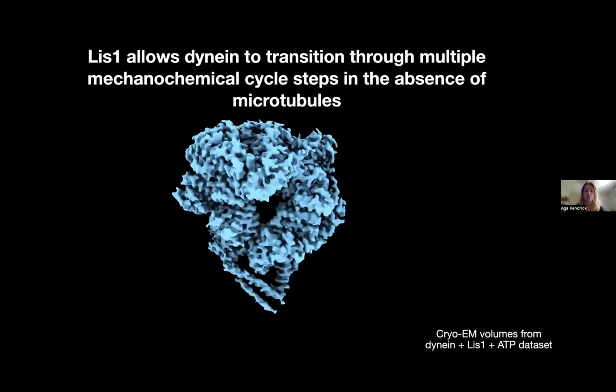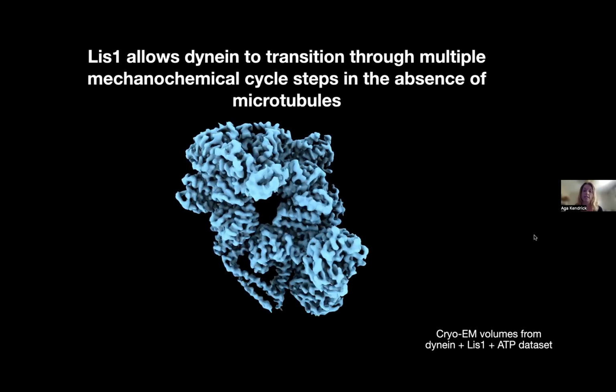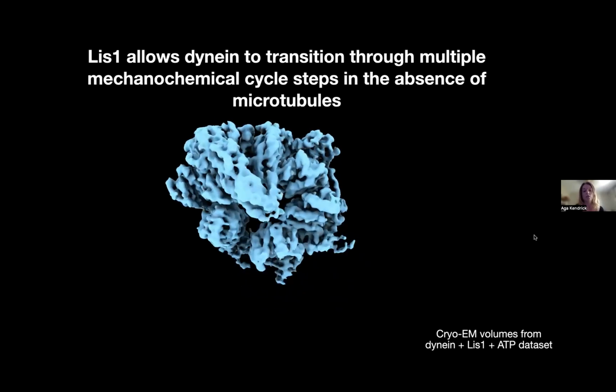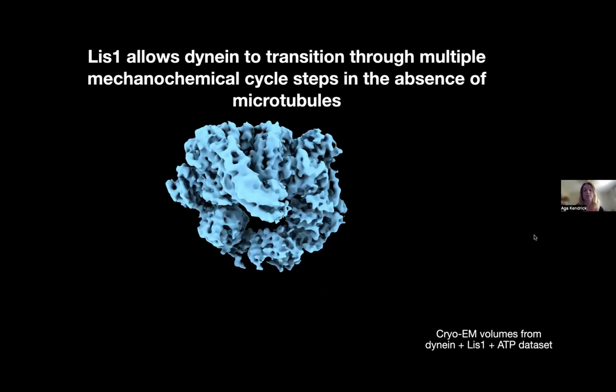If we look at these structures, or these cryo-EM maps, in a little more detail, I grouped them all together in here to show you the conformational changes that take place within the dynein ring and with LIS1 binding. So this really captures some steps of dynein's mechanochemical cycle.